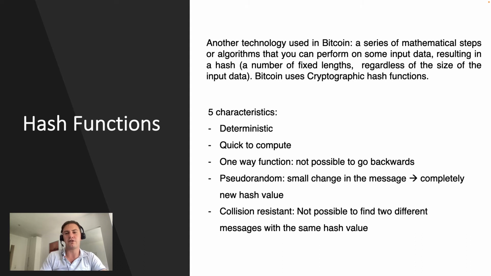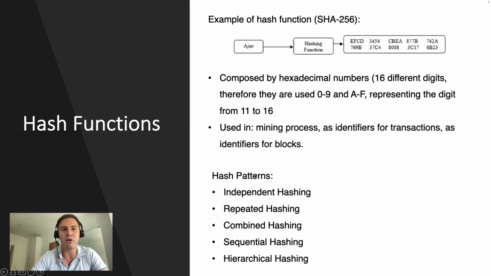An example of a hash function is SHA-256, and it is used in the mining process, as identifiers for transactions and as identifiers for blocks. So the hash function is a very important technology that allows a person to understand Bitcoin technology, because it's used throughout. Let's see an example of a hash function.